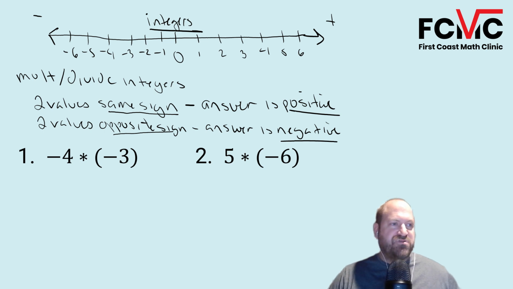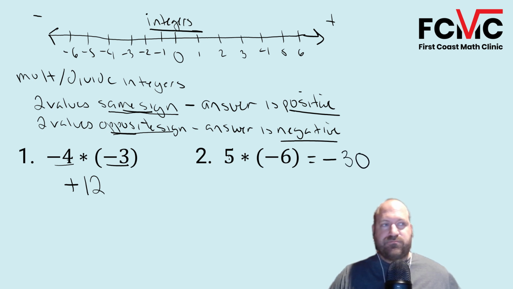So let's figure out first what the sign of our answer is going to be. For number one, I've got a negative times a negative, so I have the same sign. So the sign of our answer should be positive, and 4 times 3 is going to give us 12. And then number two, 5 times 6, the signs of our numbers are opposite, so the sign of our answer is going to be negative, and then we can multiply 5 times 6 and get -30. Okay, let's move on to some additional examples.